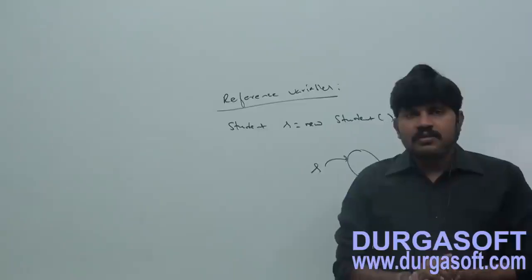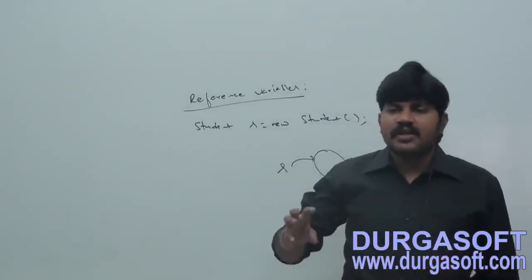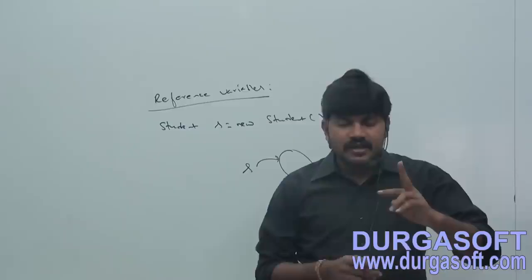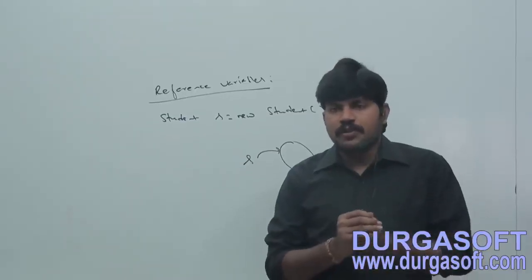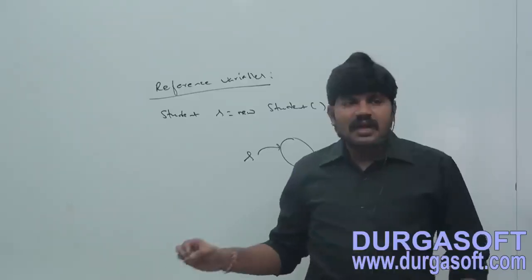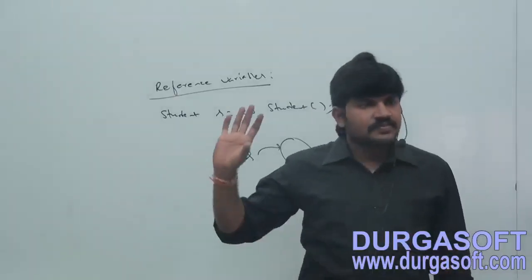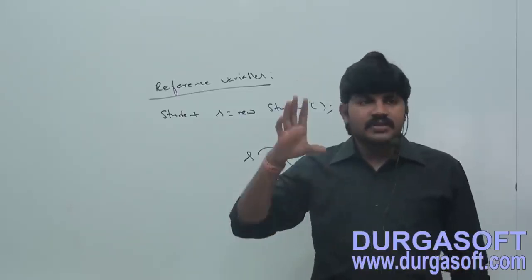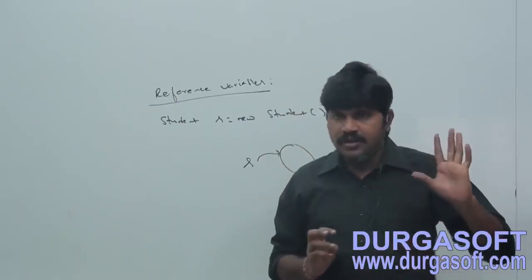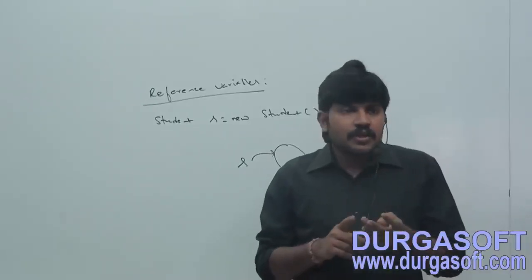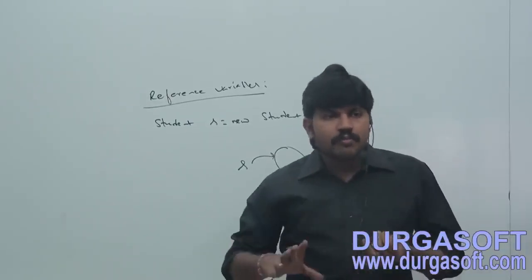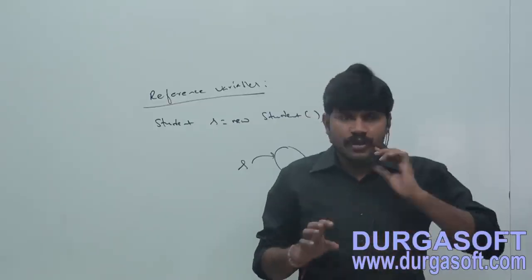Based on the value represented by a variable, all the variables are divided into how many categories? Two categories: primitive variable and reference variable, right? In this division, other than this, nothing is there. But there is another division which is more important. There are instance variables, static variables, and local variables, which is very important for the entire room, even for day-to-day programming also.